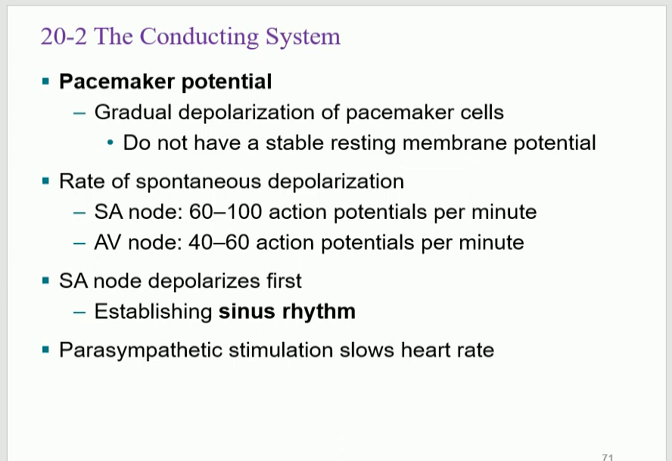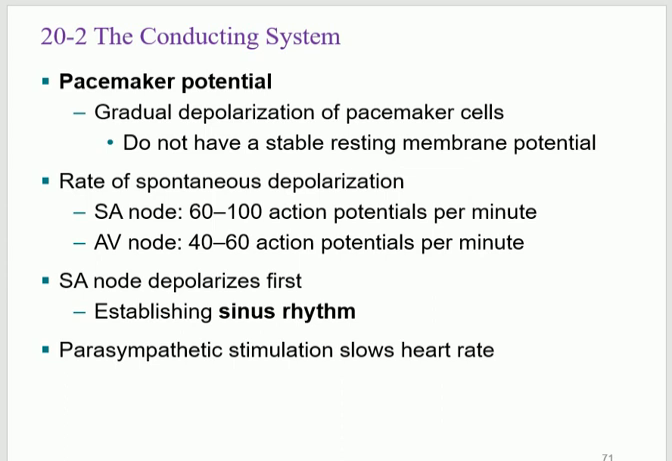But for your information, if somebody has an issue with the SA node, he's not going to die. Even if the SA node is gone completely, he's not going to die. Because the AV node will not find something over it faster. So it can start to give you 40 to 60 beats. It's very slow, but better than nothing. It can be an alternative, only if the SA node is gone.